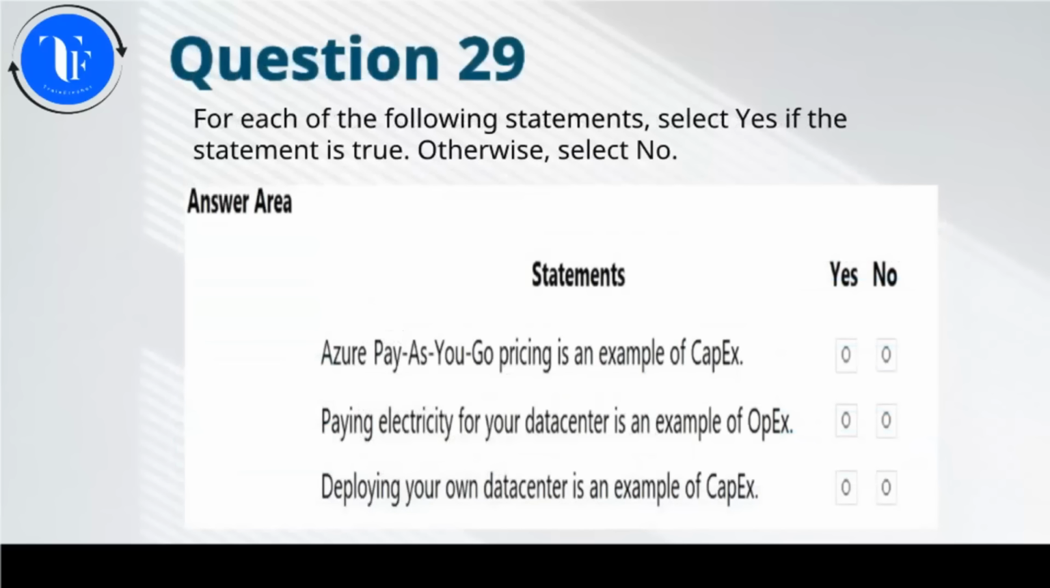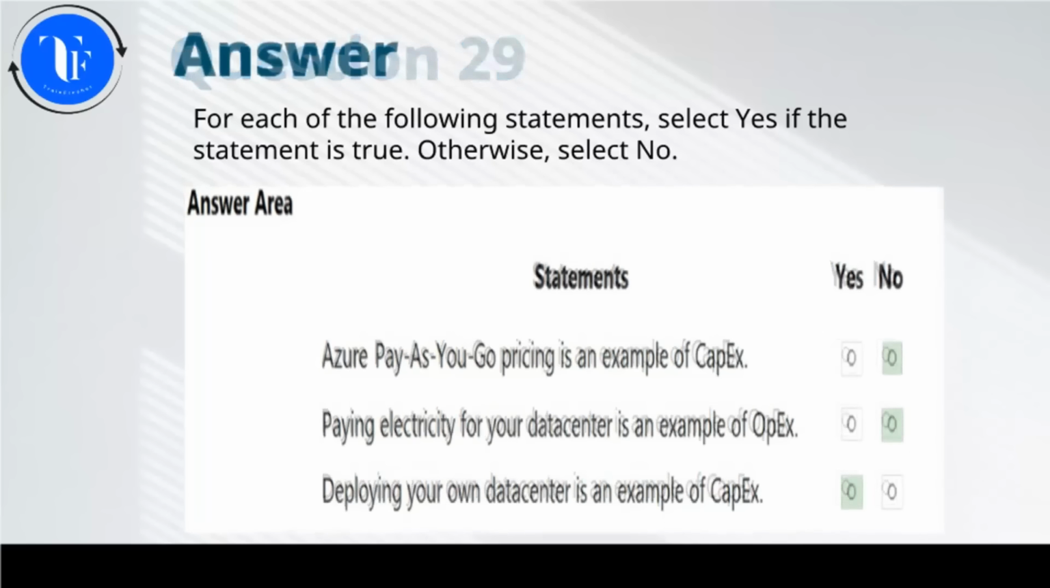Question 29. For each of the following statements, select yes if the statement is true. Otherwise, select no. Azure pay-as-you-go pricing is an example of CapEx. Paying electricity for your data center is an example of OpEx. Deploying your own data center is an example of CapEx. Azure pay-as-you-go pricing is an example of CapEx is wrong. With the pay-as-you-go model, you pay for services as you use them. This is OpEx, operational expenditure, not CapEx, capital expenditure.